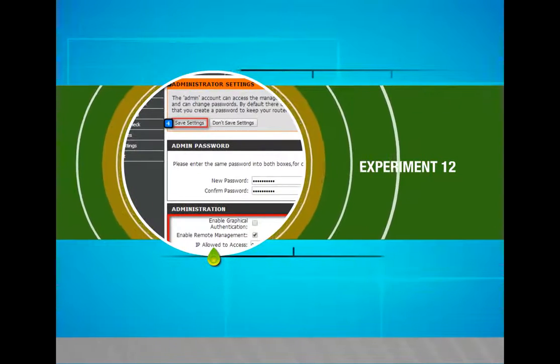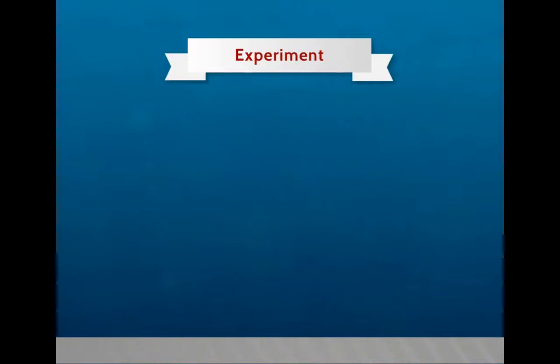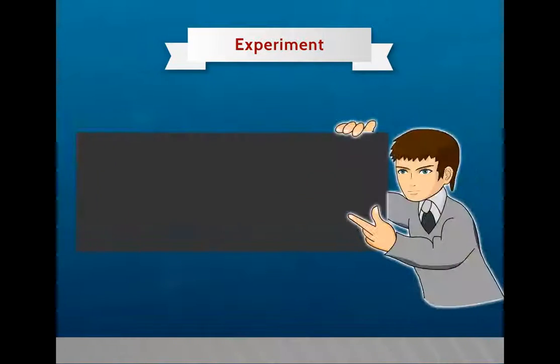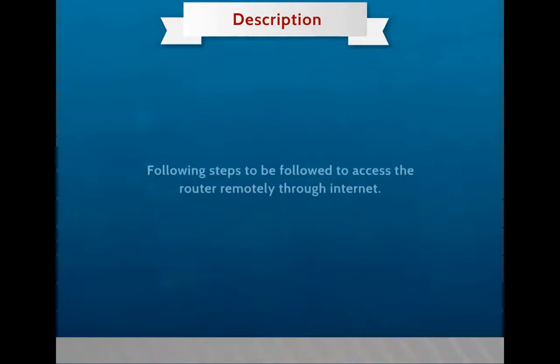Experiment 12. In this video, we are going to see about Experiment 12. Experiment: Remotely access the wireless router for its configuration and disable the configuration through wireless access. Description. The following steps are to be followed to access the router remotely through the internet.